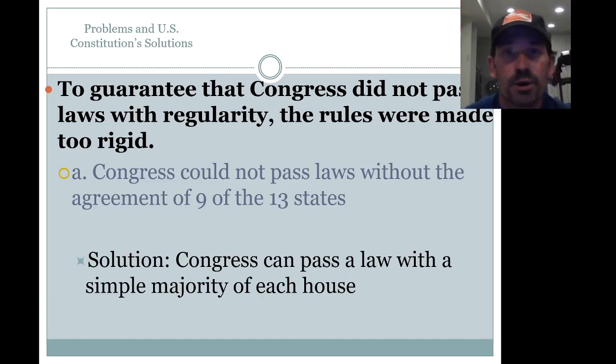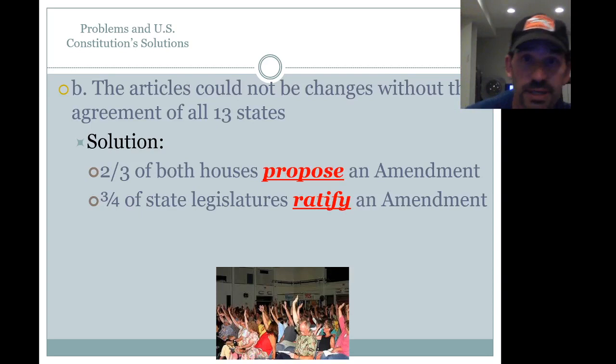First part, under the Articles, you needed 9 out of 13 states to pass a law. Now, simple majority in the House and the Senate. If you're a big-time Senate person and you understand the filibuster, great. You're going to do how a bill becomes a law next week. You'll get it then. But, problem, 9 out of 13, nothing gets done. Simple majority, things get done. Second problem under rules too rigid, the articles could not be changed unless all 13 states agreed. That's not going to work.